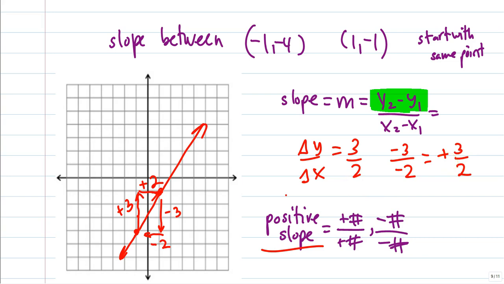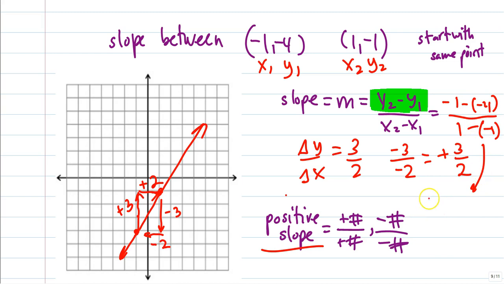Using the formulas, y2 would be negative 1 minus y1. This is where I catch a lot of people in the formula, so it would be minus a negative 4 over x2, 1 minus x1, a negative 1. This becomes negative 1 plus 4, which is 3, over 1 plus 1, which is 2. 3 over 2 still. Same slope.